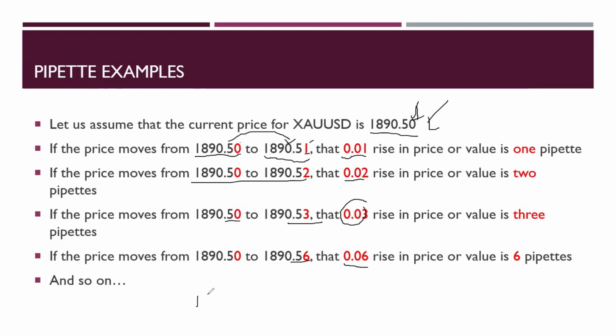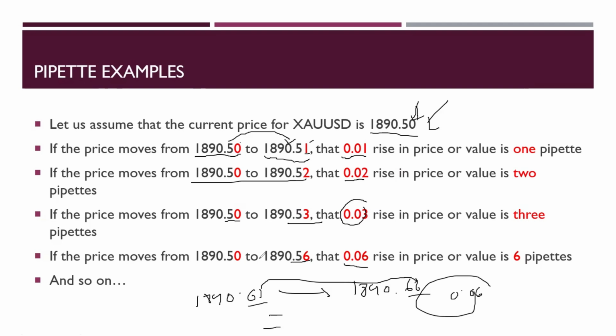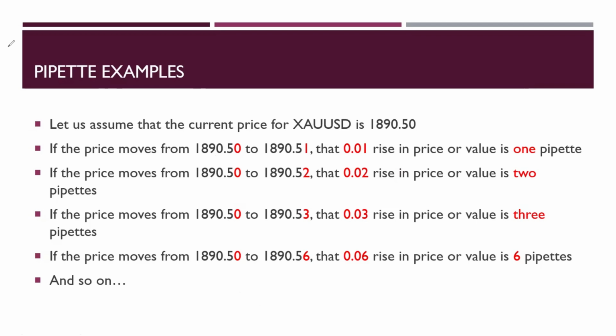In case the current market price is 1890.61, then the price rises from there to 1890.66. What can you say about that? The price was 1890.61, then it rose to 1890.66. So the changes you are seeing is the 1 and the 6 over here. So what we can say is that 0.05 rise in price is 5 pipettes. Are you seeing that? Very, very, very simple. So this is basically what a pipette means in this particular instance. That's a pipette.